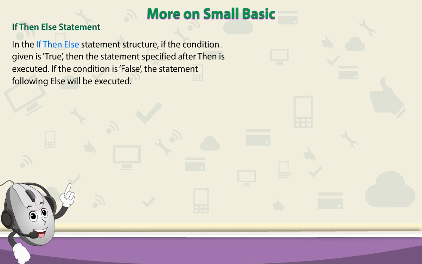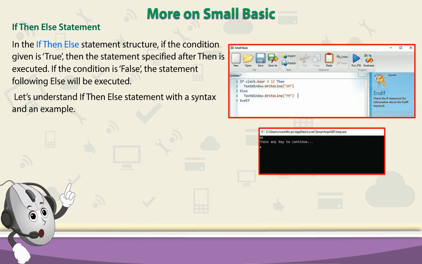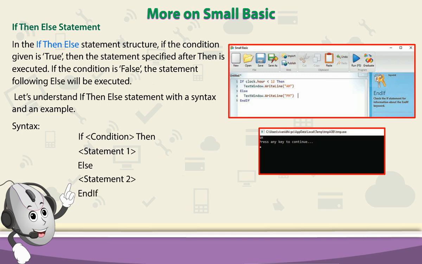If-then-else statement. In the if-then-else statement structure, if the condition given is true, then the statement specified after then is executed. If the condition is false, the statement following else will be executed. Let's understand the if-then-else statement with the syntax and an example. Syntax: if, condition, then, statement 1, else, statement 2, end if.